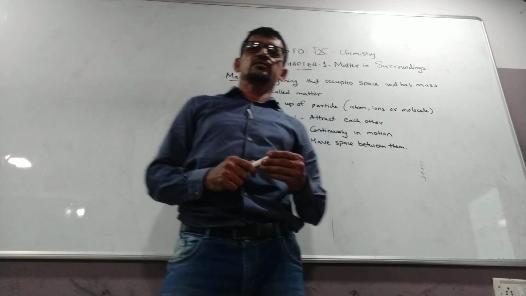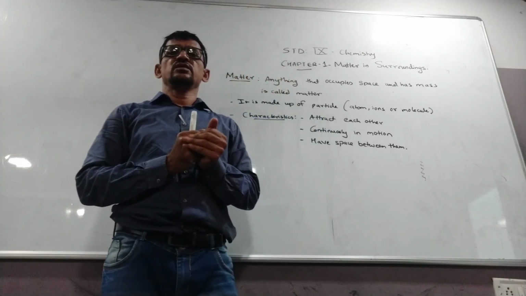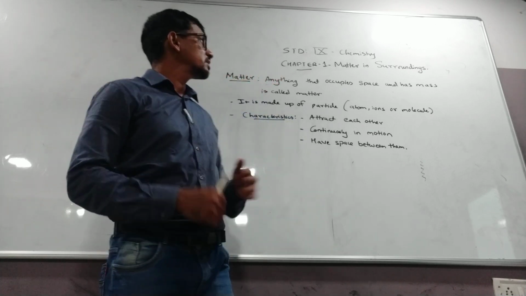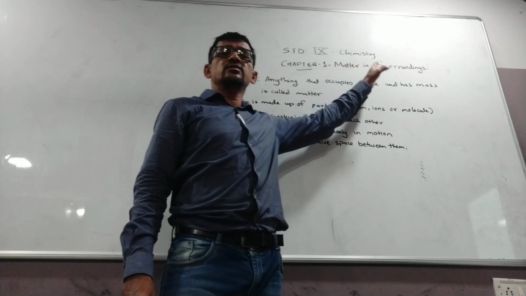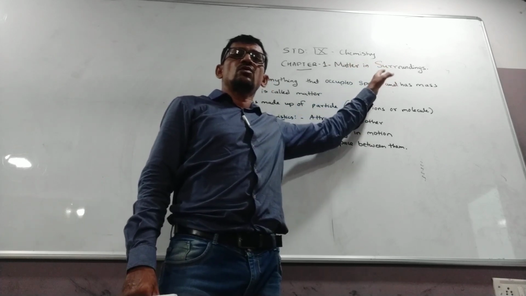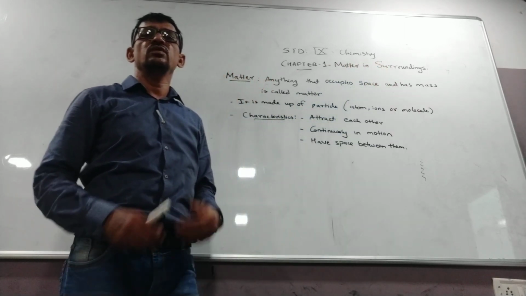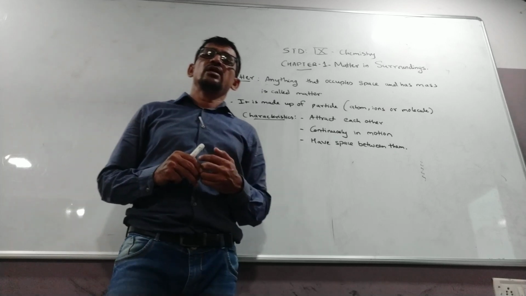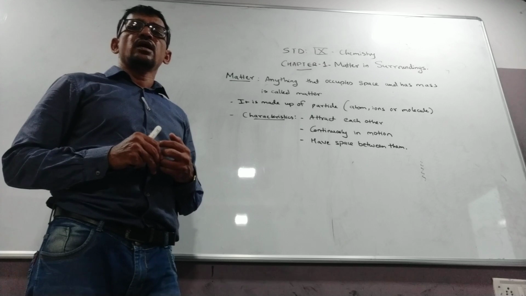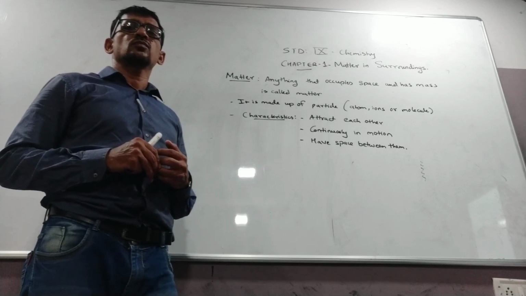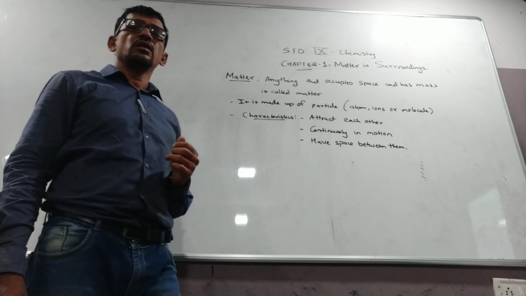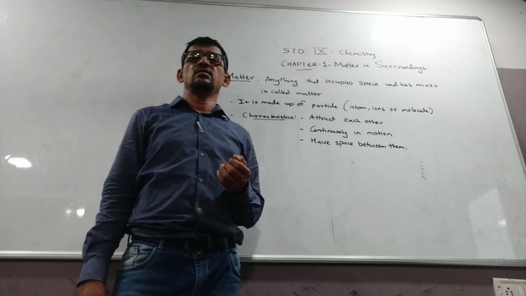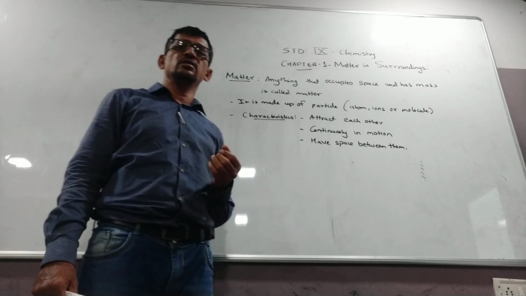Okay, hello students. In chemistry, today we revise again chapter number 1, that is Matter in Our Surroundings. We have already completed this, but we revise the chapter again so you can get an idea about what matter is, what it is made up of, and which physical and chemical properties are related to matter.